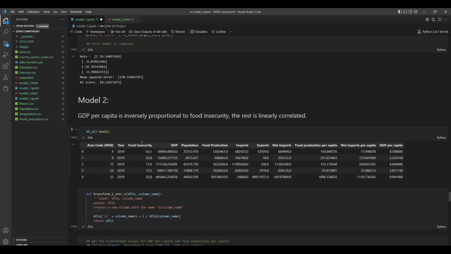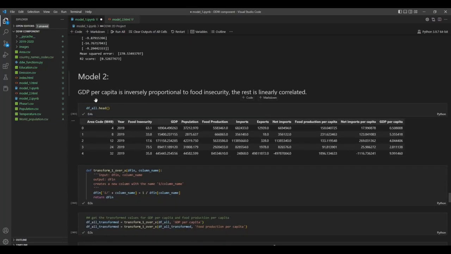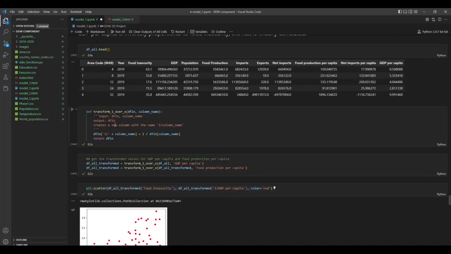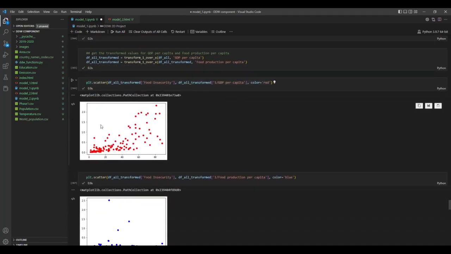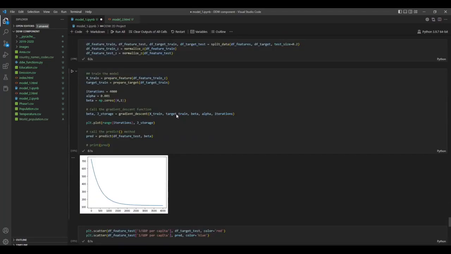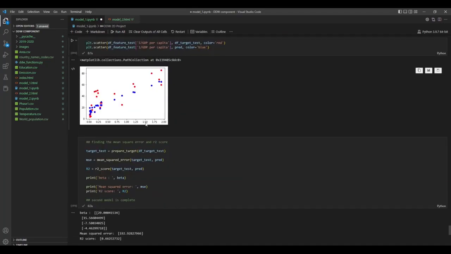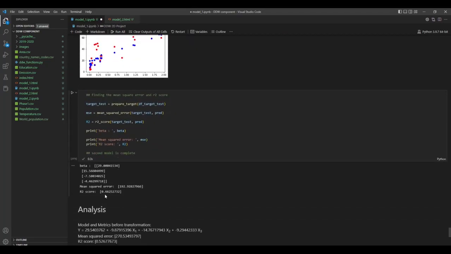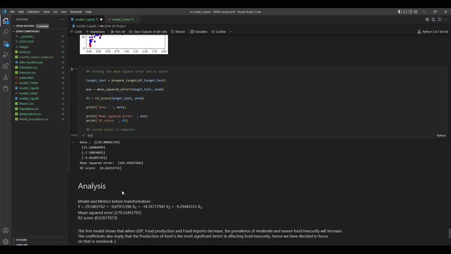Then for model 2, we chose to take the inverse of GDP per capita, so 1 over x. And this is the plot of inverse of GDP per capita against the food insecurity. For our second model, we did the steps the same way, and we obtained a better mean squared error of 192 and R squared of 0.66.